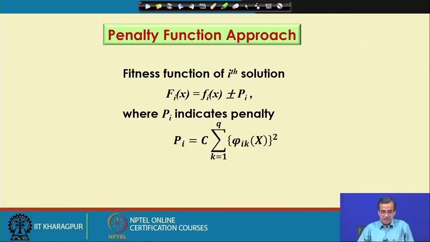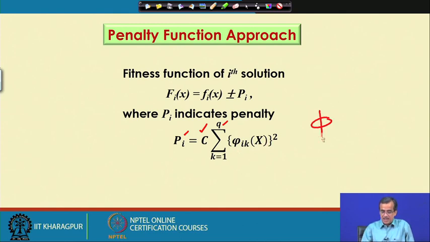Now, let us see how to calculate this penalty term. Here I am going to write down one expression to calculate the penalty, that is p_i, the penalty for the ith string or ith solution, which is nothing but C multiplied by summation k equals 1 to q of phi_ik(x) squared. Here, this C is a constant, and the numerical value for this constant has to be decided by the user, and small q indicates the total number of functional constraints, and here the phi_ik(x).